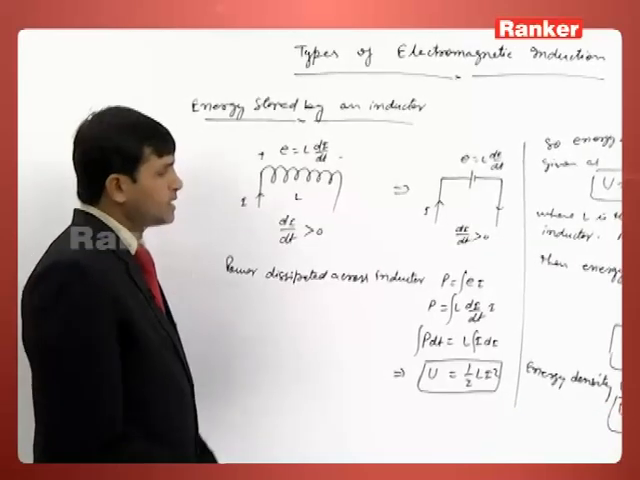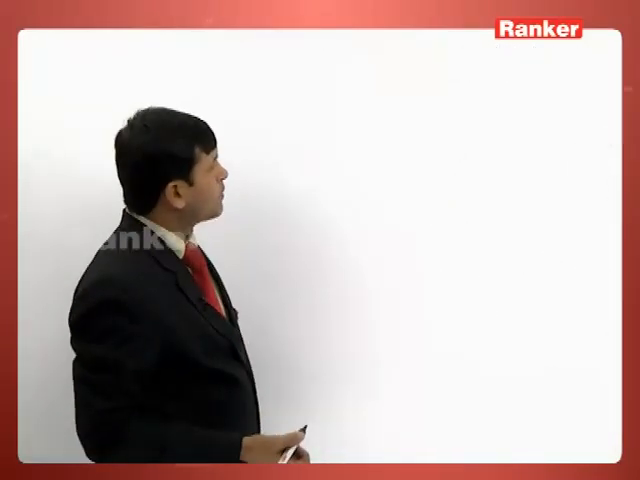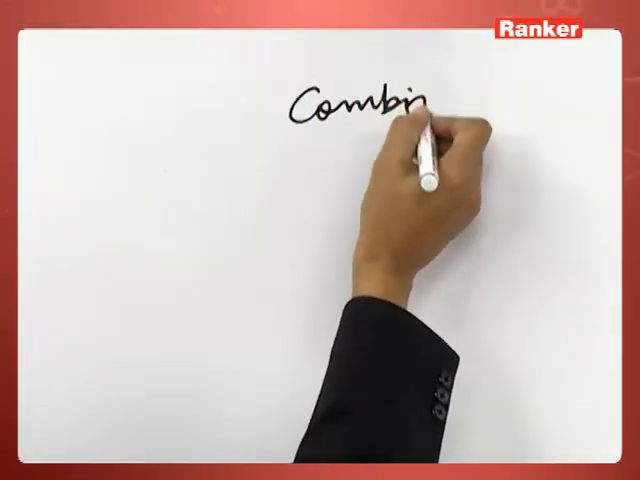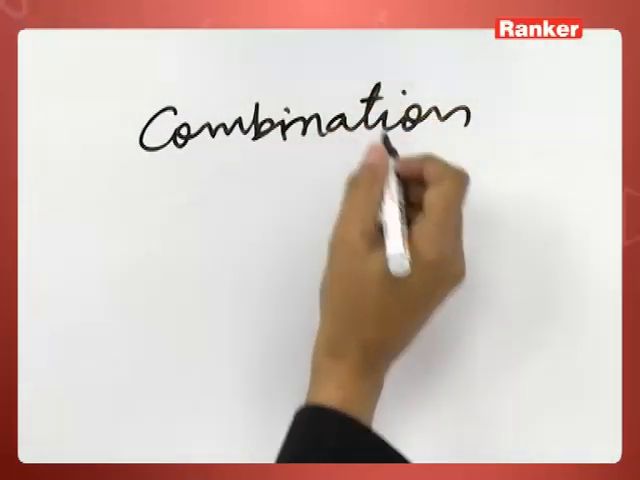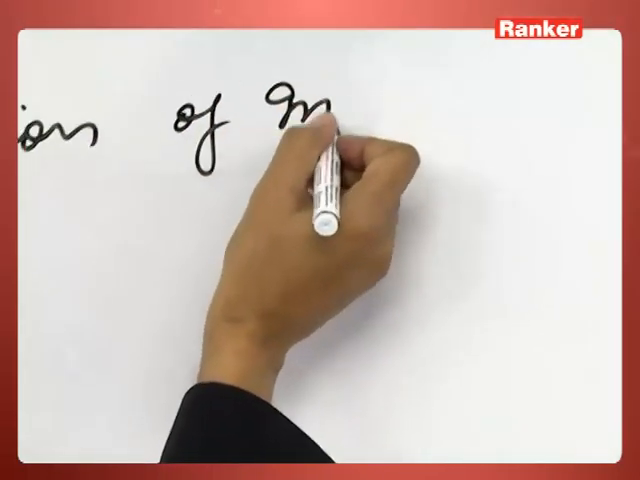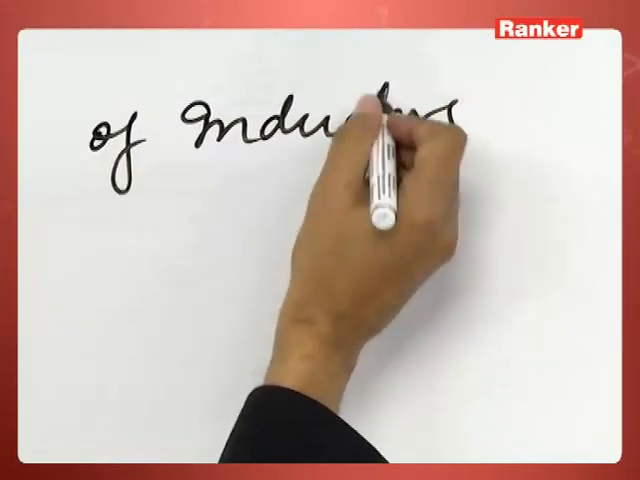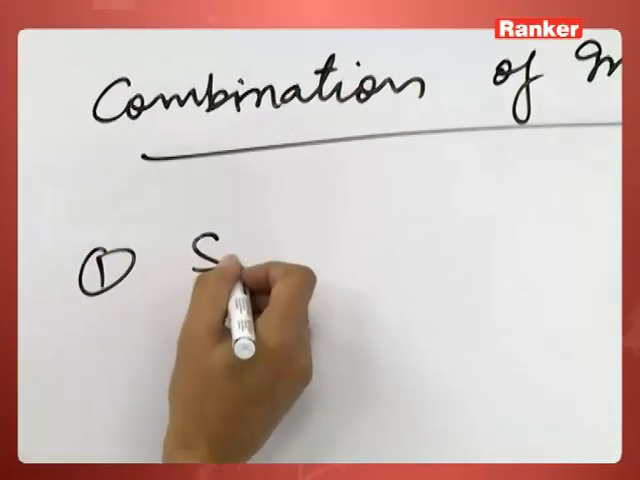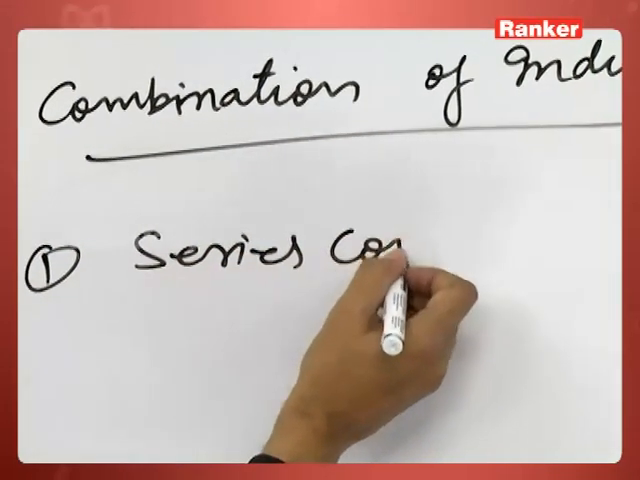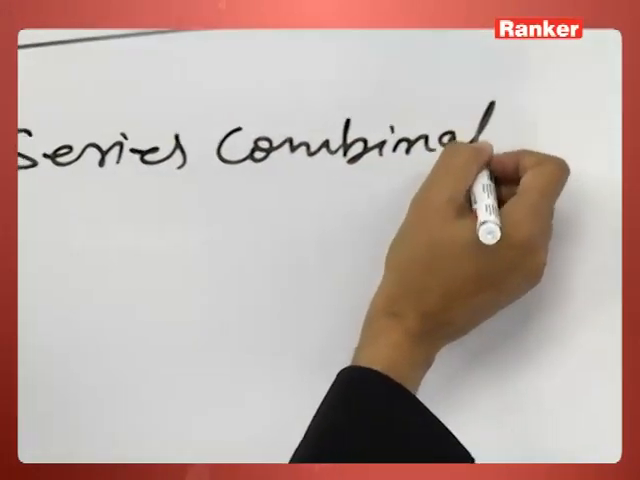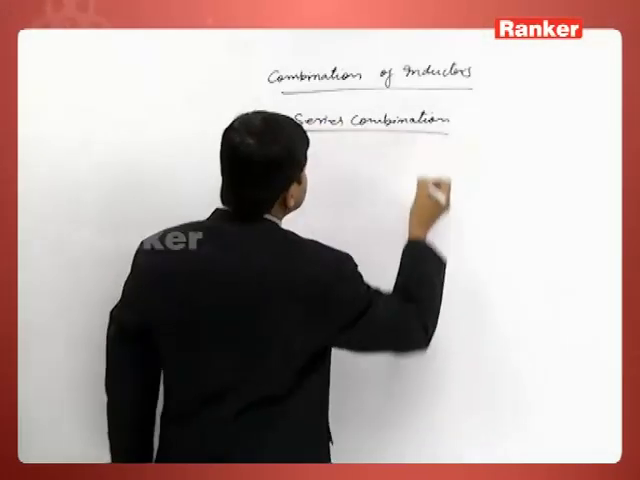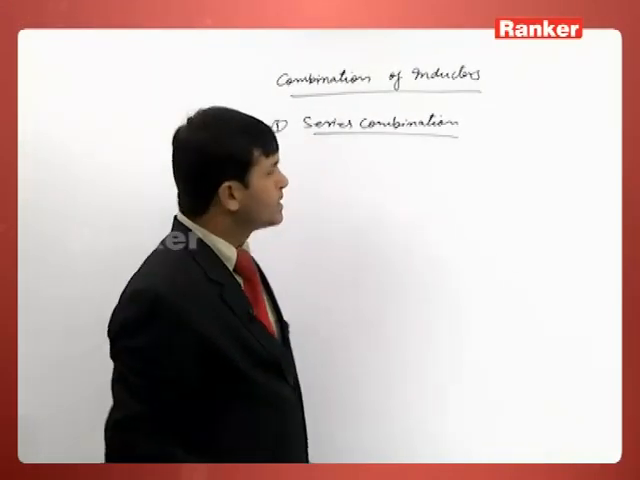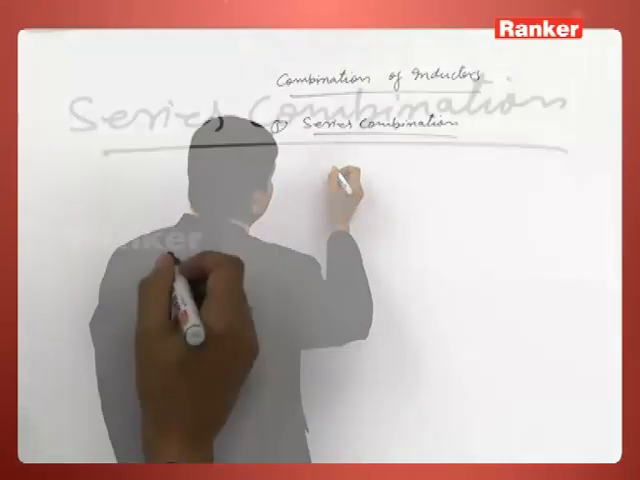Now come to the next point. Now see the combination of inductors. First let us take the series combination. It means if a number of inductors are given in series, how can we replace them with a single inductor, like this.